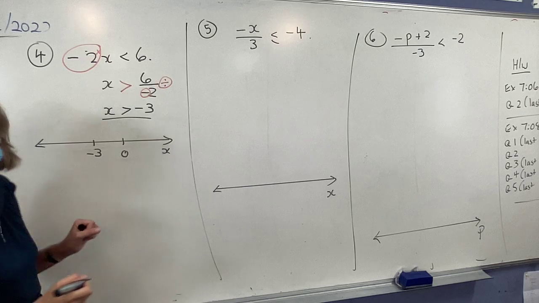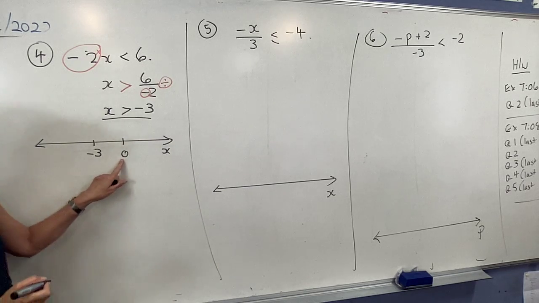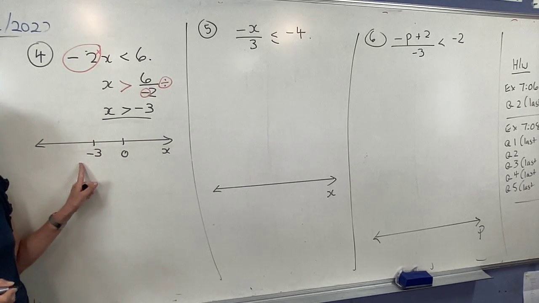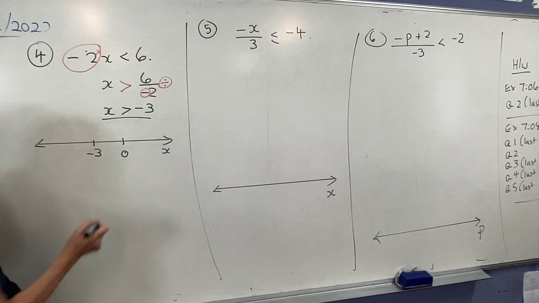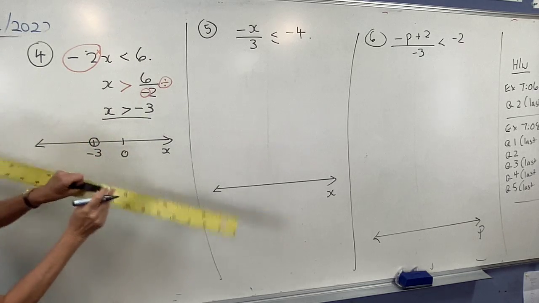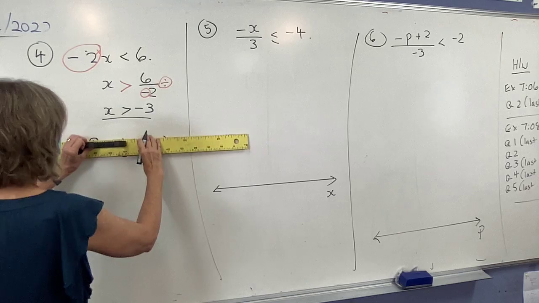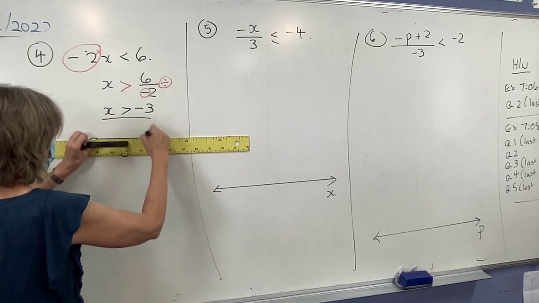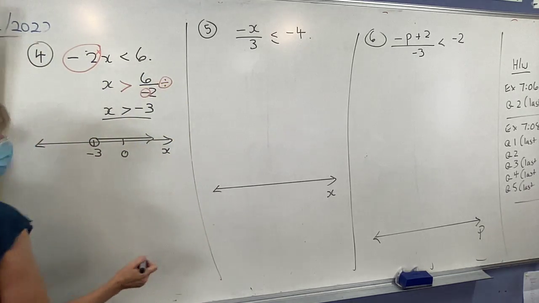I'm just doing the graph for number 4. Make sure you've got your -3 on the left of your 0. It's in the wrong spot, but we won't get any marks. Open circle because there's no equals. Greater than goes to the right. Any questions on the graph?